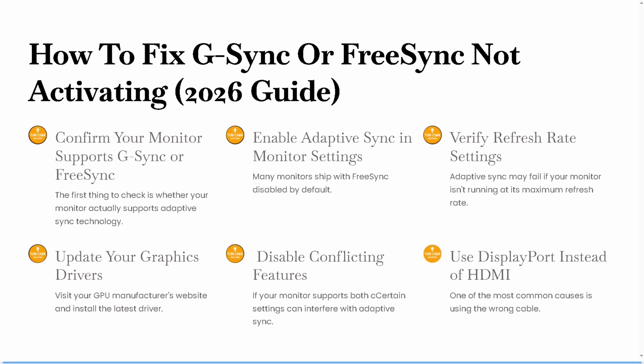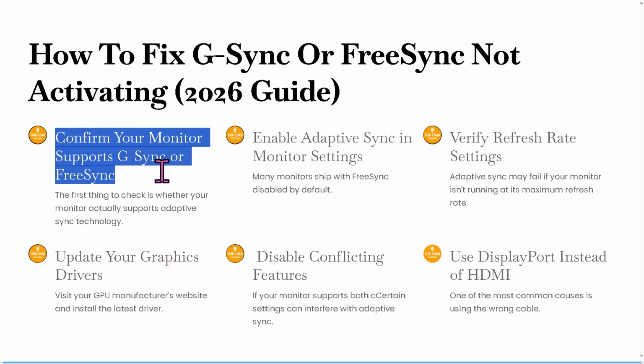The first thing that you need to do is confirm if your monitor supports G-Sync or FreeSync. Okay, so whether your monitor actually supports adaptive sync technology, because most modern gaming monitors support either NVIDIA G-Sync, AMD FreeSync, or both through adaptive sync. So open your monitor specifications page and verify that your model supports the feature. If your monitor doesn't support G-Sync or FreeSync, the feature cannot be enabled.